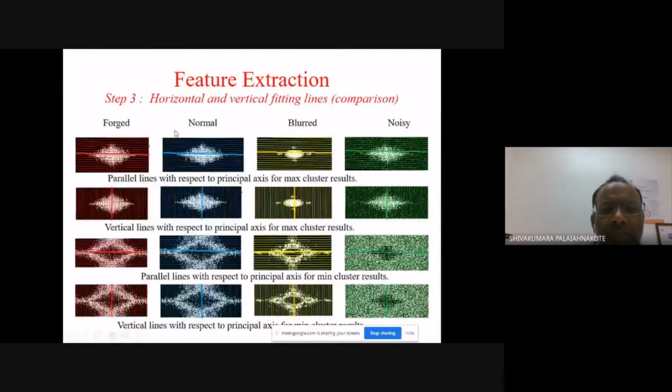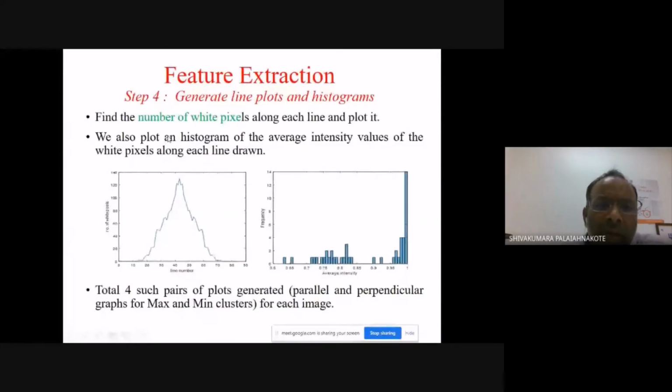Now what is the feature extraction? Principal axis, that's fine. This is the feature extraction: we count the number of white pixels on each line. We have already drawn many horizontal and vertical lines, and we count the number of white pixels on each line. That means we are trying to estimate the distribution, to understand the shape of the distribution.